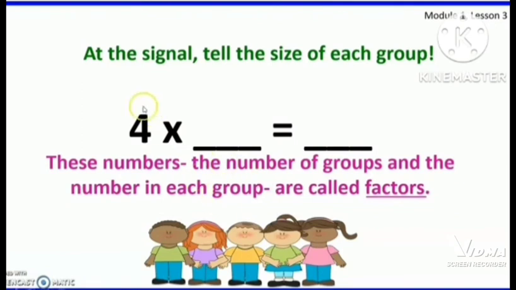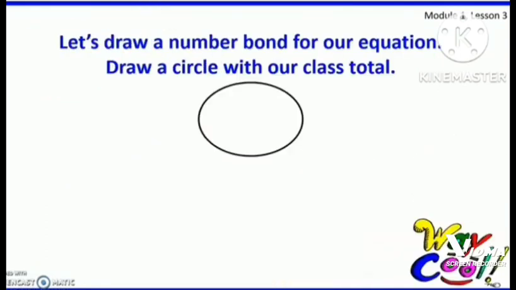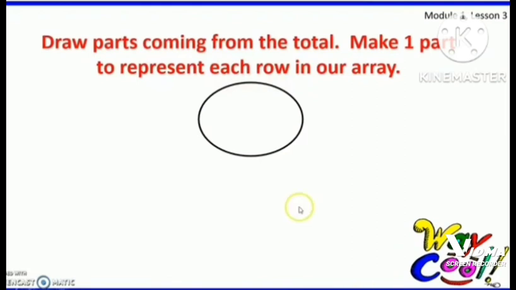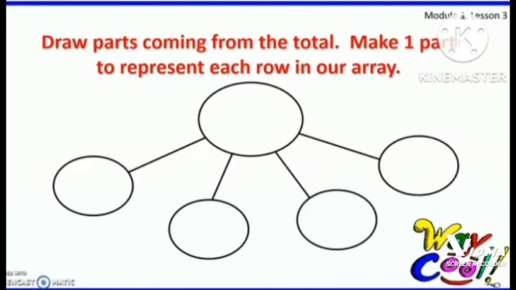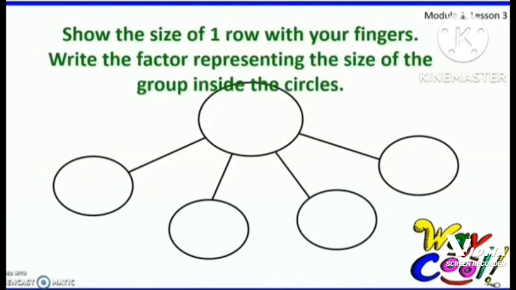These numbers 4 and 6, they are called factors. The number of groups and the number in each group, they are called factors because they can divide 24 without remainder. Now let us draw a number bond. Drop the total to be the bigger one, then the parts, add them, join them to the bigger one to show that you added the smaller circles to get that big one.